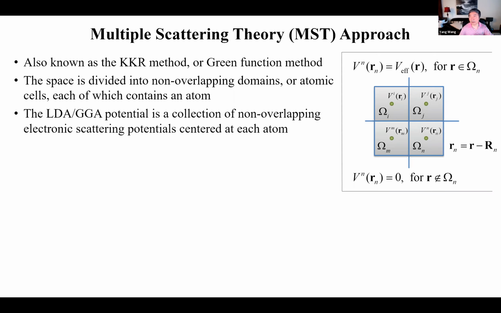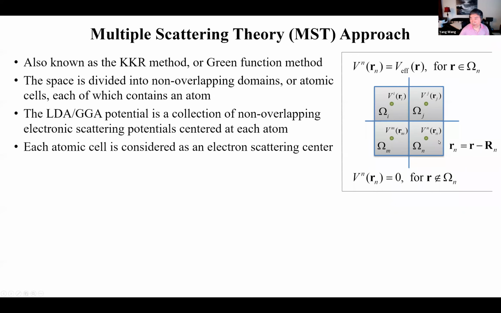Then the LDA or GGA potential in the whole space is essentially divided among all the domains, so that the potential itself is a collection of non-overlapping atomic scattering potentials. So you have an effective potential in the entire space, and inside each given cell, the potential is the effective potential. But this V_n is a local potential, meaning that it's zero outside. So we're not changing the potential itself, but rather we define local potentials. The local potential is the LDA or GGA potential in the cell, but outside it is zero.